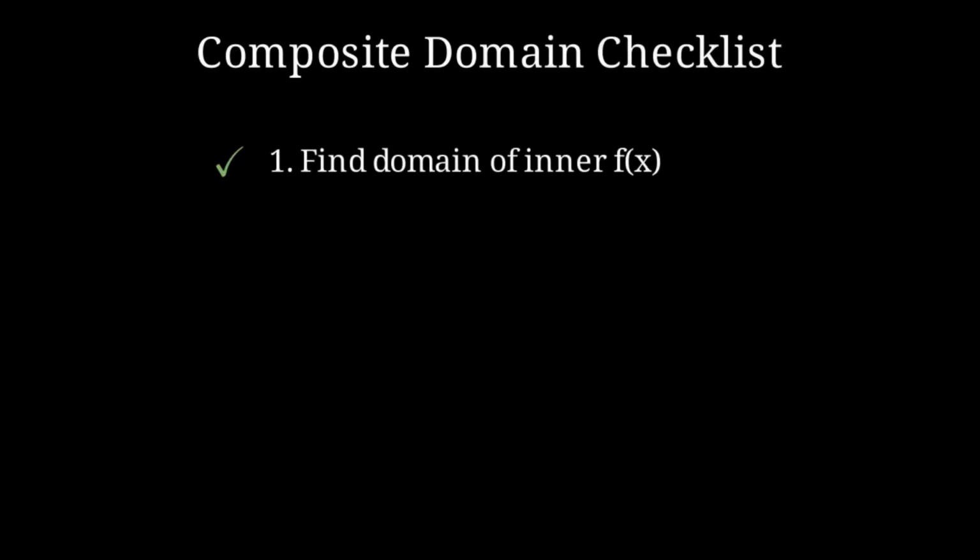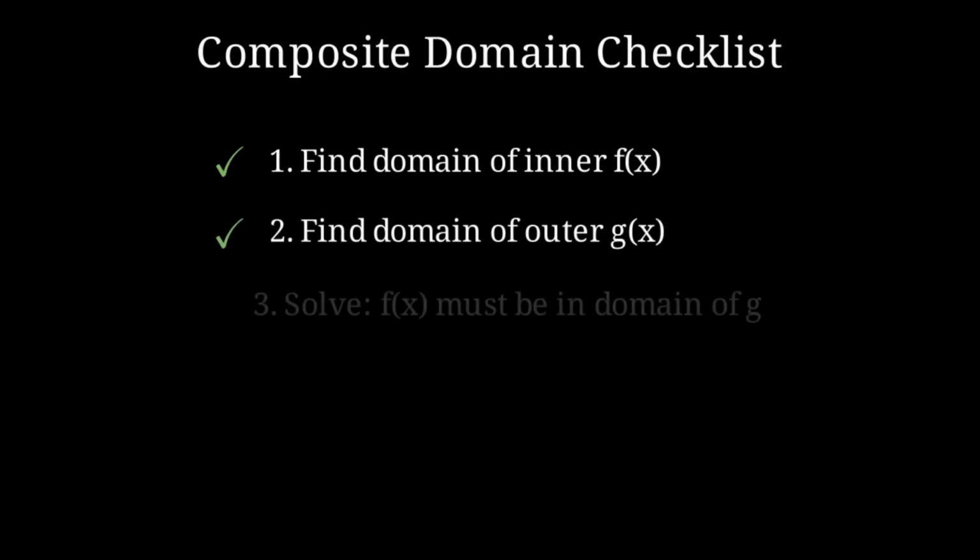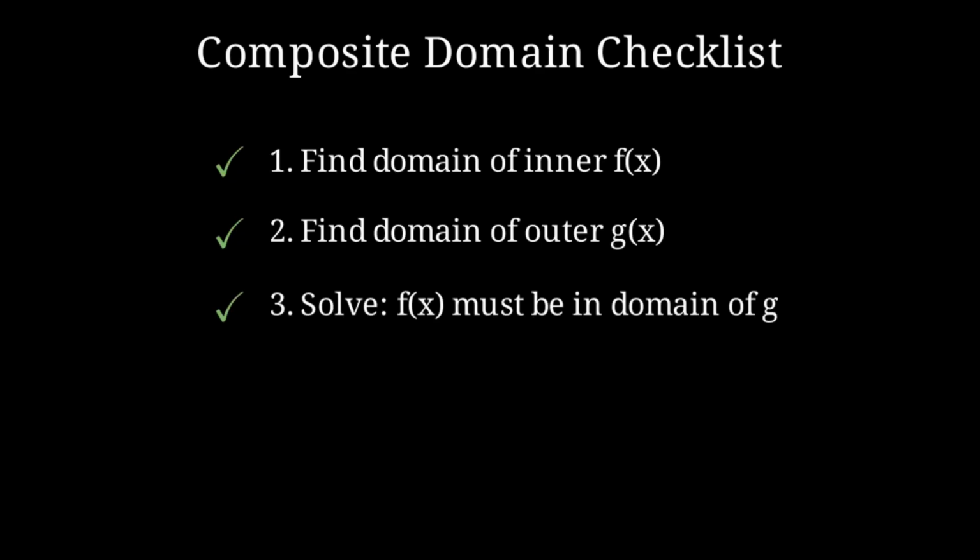Always start with the inner function's limitations, then ensure the values coming out of the first step are legally allowed to enter the second step of the process.